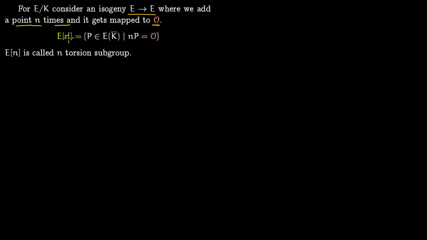So this E[n], more formally, you can write as the set of points on the elliptic curve, where the point is in the closure of the field, and nP gets mapped to the origin. This E[n] is called the n-torsion subgroup. We are adding the point n times, so it is also called the multiplication by n map. So let us see an example.